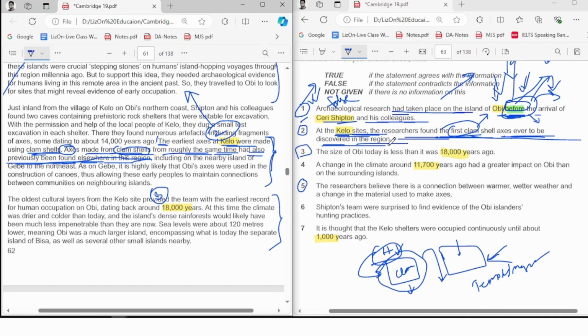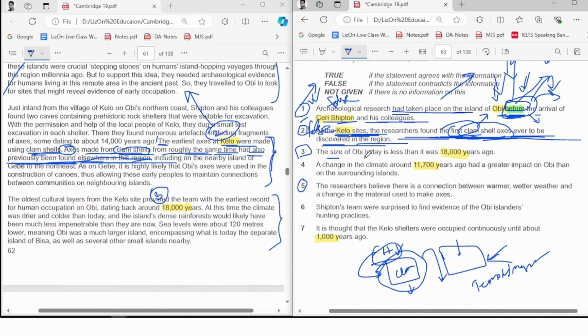So they're saying in the Ky they found clamshell axes, but they had found clamshell axes previously, before that, in some other places. So it means the first clamshells weren't really found in the Ky. The clamshell they found in the Ky was not the first ever, because they have found it somewhere else too, and that's the reason it is going to be false.